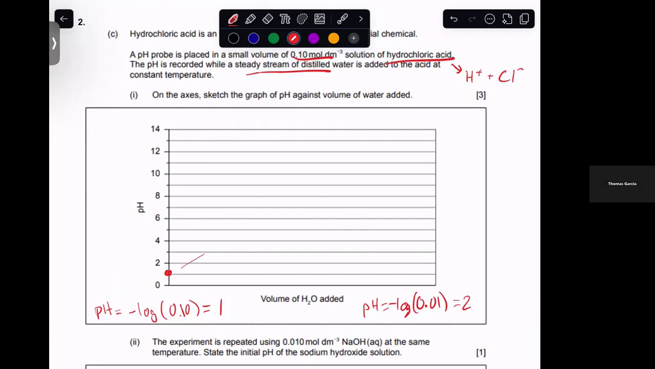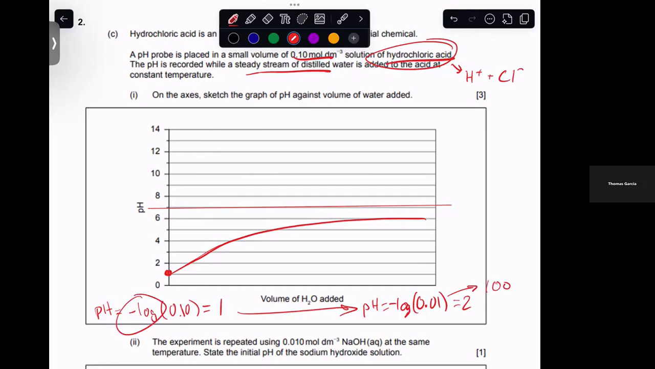So our pH is going to increase. However, we are starting with an acid. We are not adding base. Therefore, the solution will always be acidic, meaning the pH will never go above 7. So it kind of goes like that. And the more water we add, the less it ends up diluting it, because this to this is a factor of 10, but to the next one is a factor of 100. Remember, pH is a logarithmic scale, so we get this nice logarithmic curve.